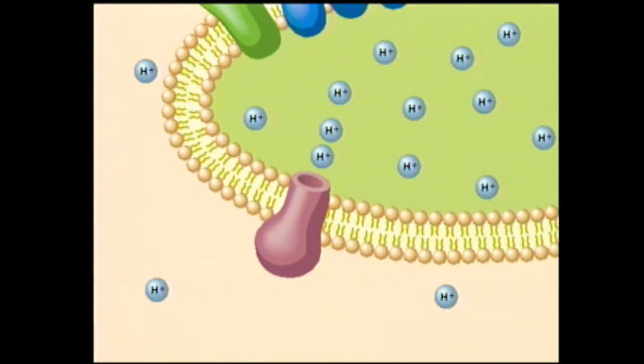Recall that the concentration of hydrogen ions is greater inside the thylakoid space than outside in the stroma. Therefore, hydrogen ions readily diffuse out of the thylakoid. The protein ATP synthase uses the energy released by this flow to convert ADP to ATP by the addition of a phosphate. The chemical energy stored in ATP can then be used by the cell to power cell functions.